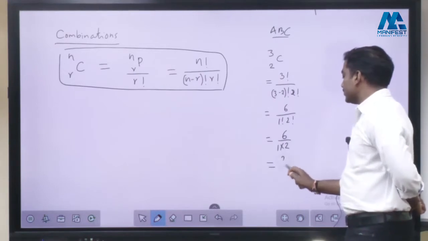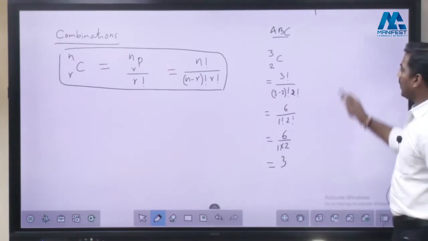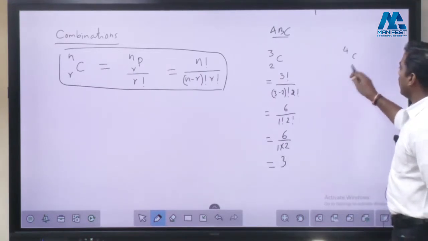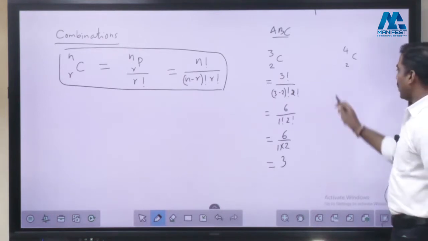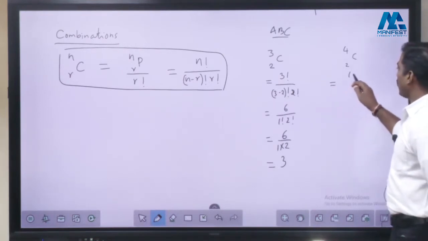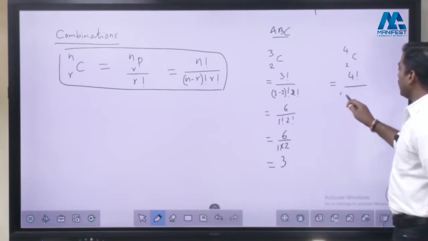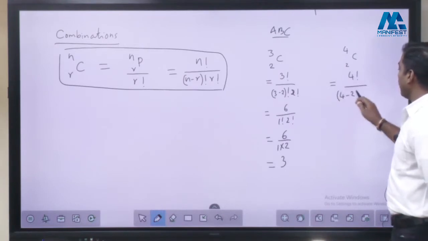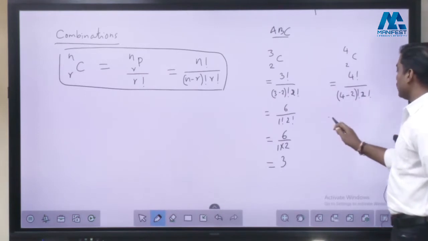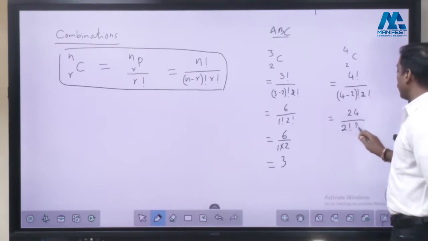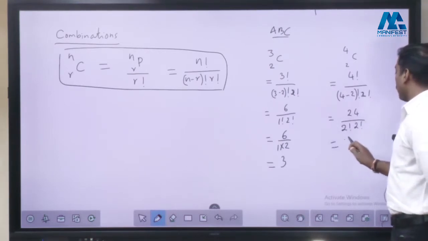This is one more example that I had taken. 4C2. How do you write it? 4 factorial divided by 4 minus 2 factorial and again divide by 2 factorial. So 4 factorial is 24. 4 minus 2 factorial is 2 factorial, into 2 factorial. So 24 divided by 2 into 2.